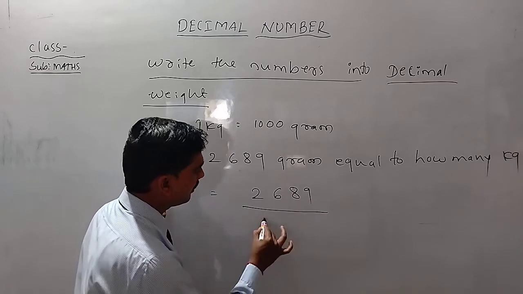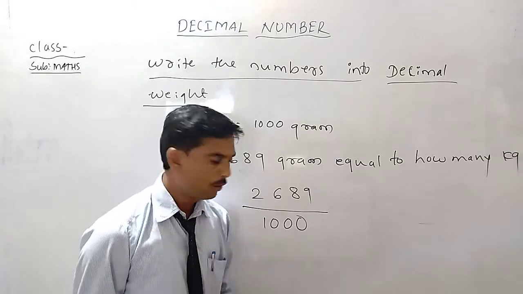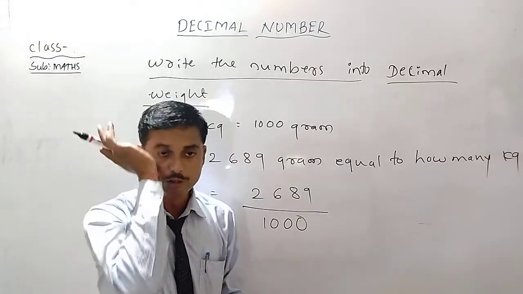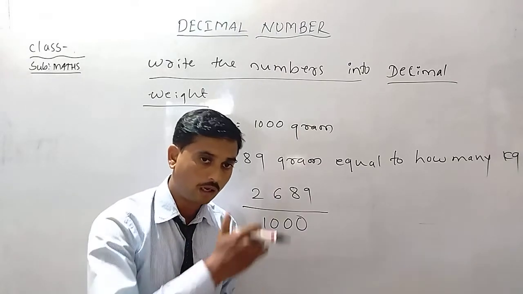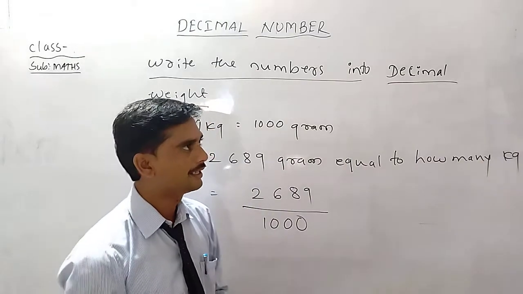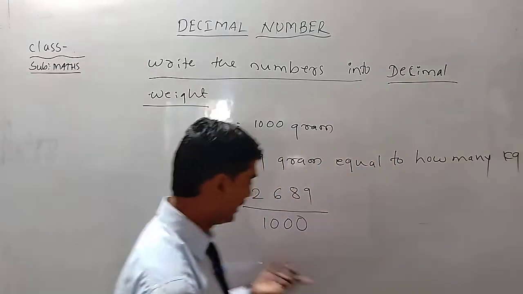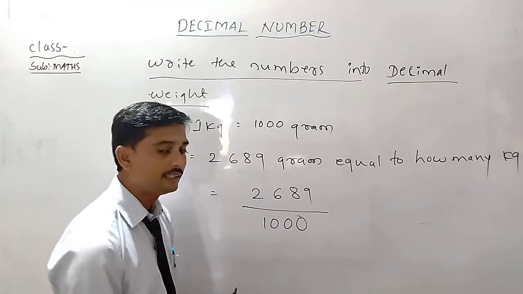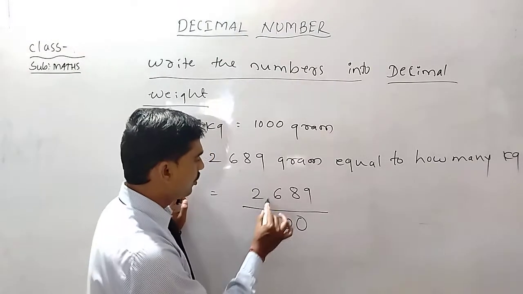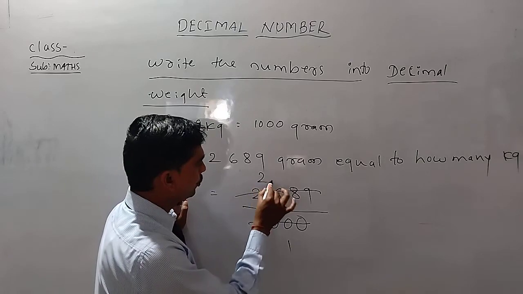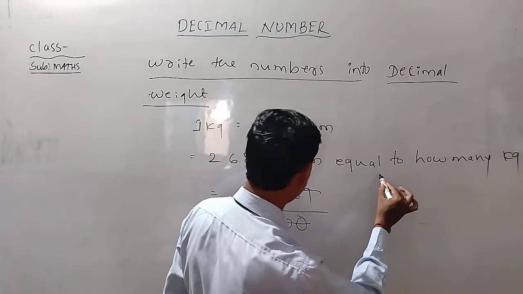2689 divided by 1000, because we should divide by 1000. Afterwards, whatever remains is the kg. You should convert gram to kg. This type of problem was already solved in 4th and 5th standard. Yes or no? Then these are simple problems. We should convert the units. I will show you this type.